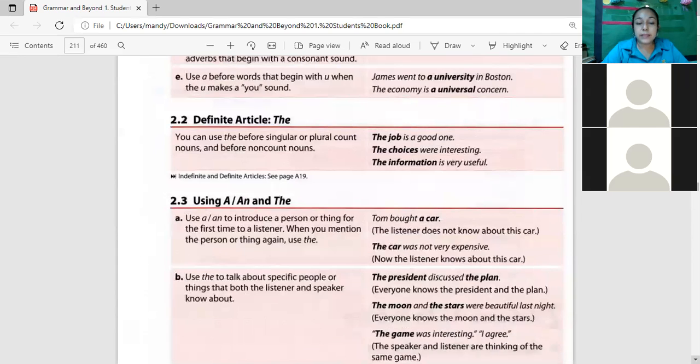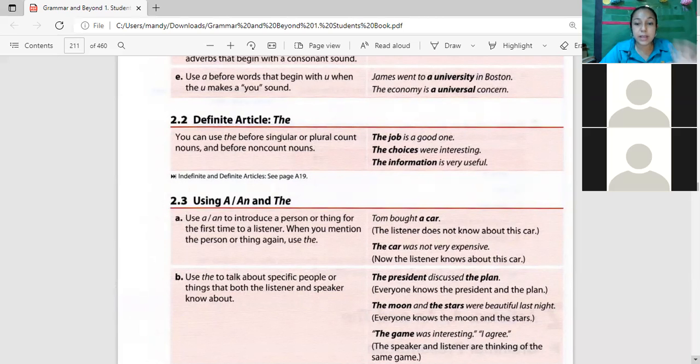Using a or an and the. Use a and an to introduce a person or thing for the first time to a listener. When you mention the person or thing again, use the. This one is very important, yeah? Tom bought a car. So the listener doesn't know about this car, yeah? So in that case, it's the first time that you mention it, so we use the article a or maybe an.